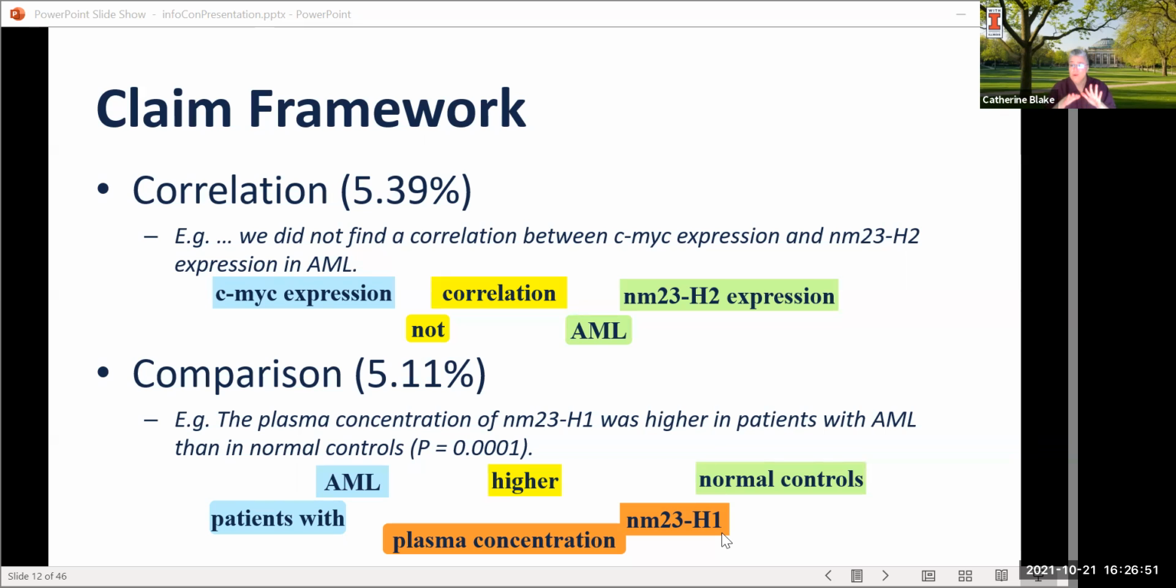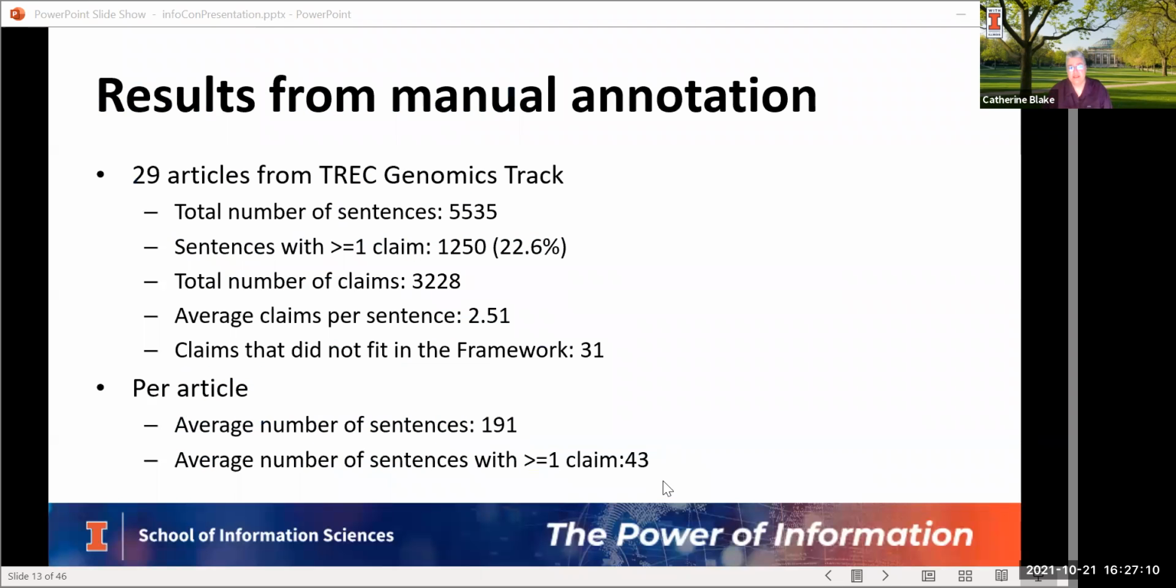But even without knowing what NM21H1 is, I know that it was higher. So I can pick out from that sentence what it was that people measured when they were comparing the control group with the folks who had leukemia. So these comparison sentences are, I think, very exciting.